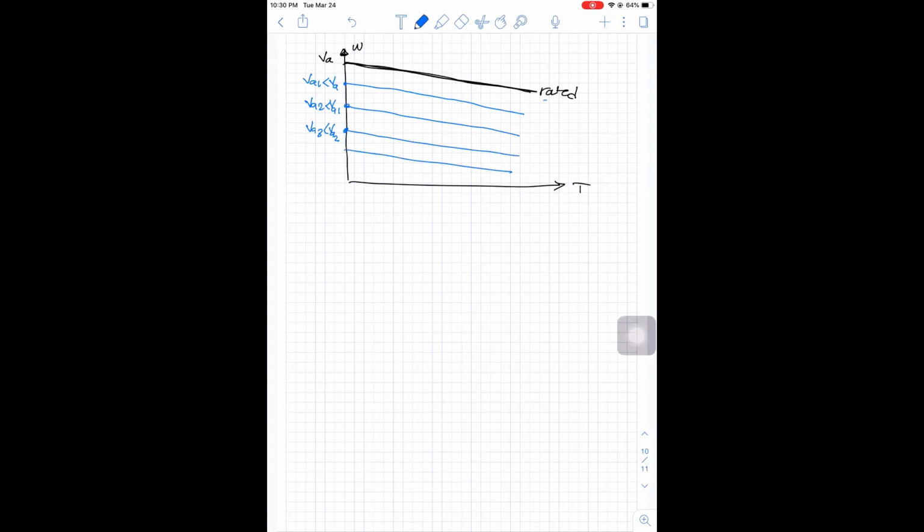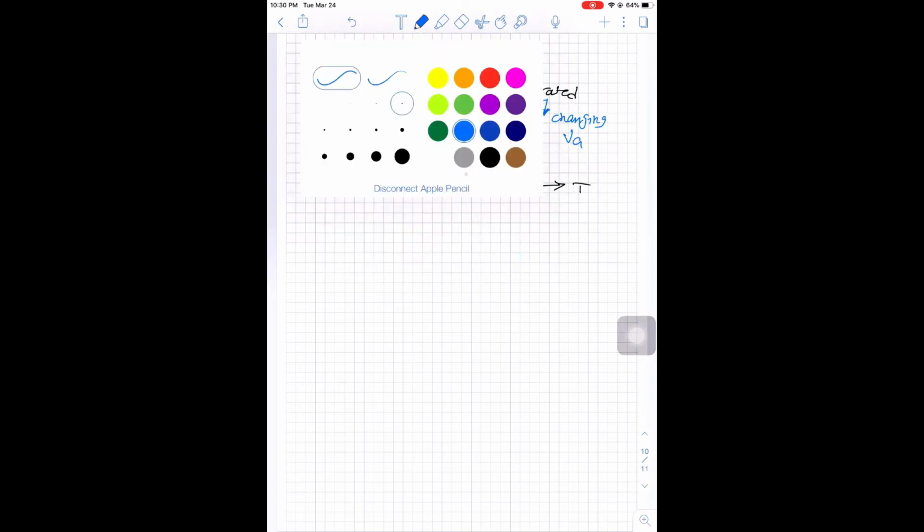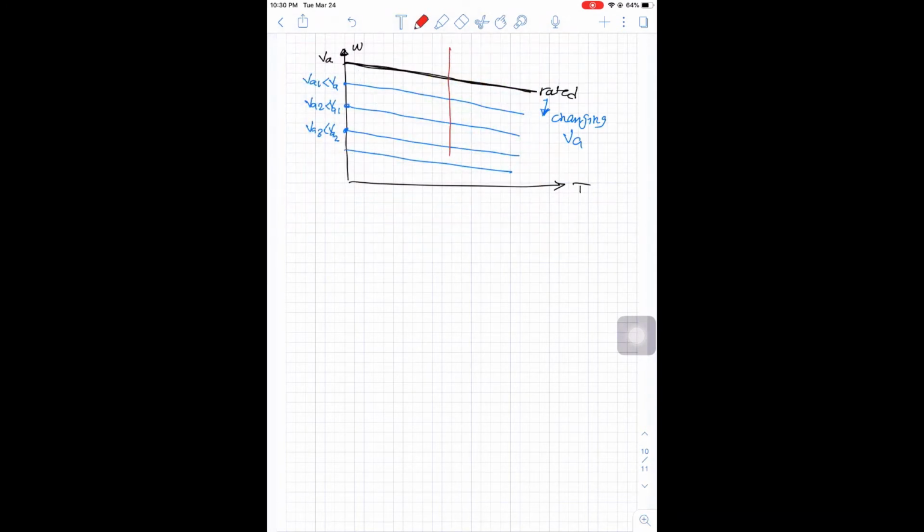And you are moving from this curve to this curve by changing VA. Now if we go back and sketch our load curve, you can see that you can control the speed. So here you have omega rated, here omega 1 less than omega rated, here omega 2 less than omega 1, omega 3 less than omega 2, and so on. So as you can see, we can do speed control by armature voltage control.